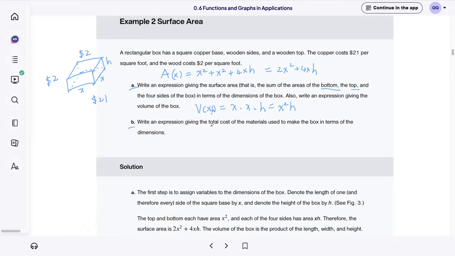Now, lastly, write an expression giving the total cost of the material. So the cost function. The bottom is copper, costs 21 per square foot. How many square feet do we have? We have x squared. The top and the sides cost only $2. The top area is x squared. The four sides are 4xh. So we have 21x squared plus 2x squared is 23x squared, plus 2 times 4, which is 8xh.